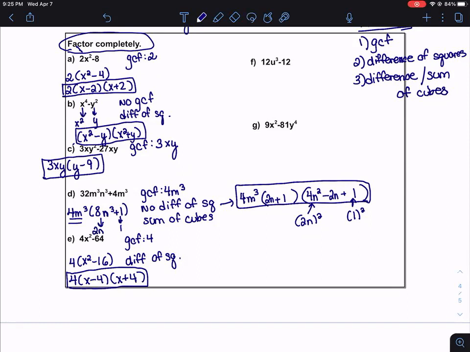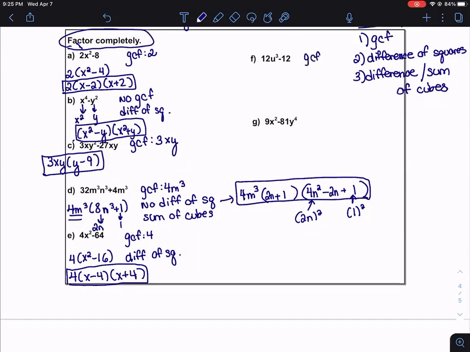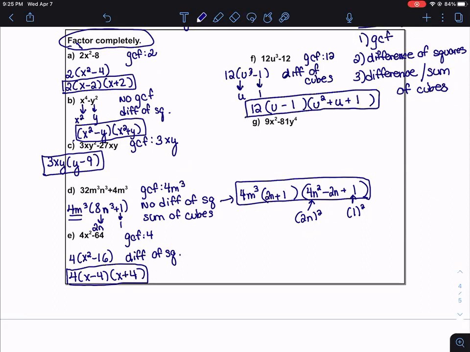For letter F, we have a GCF of 12. We are left with u cubed minus 1. There is no difference of squares, but there is a difference of cubes. The cube root of u to the 3 is u. The cube root of 1 is 1. So we will bring down our original GCF and then our binomial and trinomial. U times 1 will go in the middle of the trinomial. U squared will go in the front of the trinomial. And 1 squared will go in the back of the trinomial.